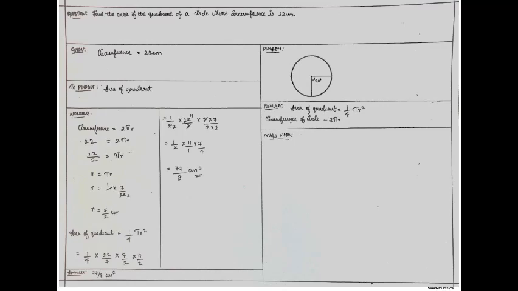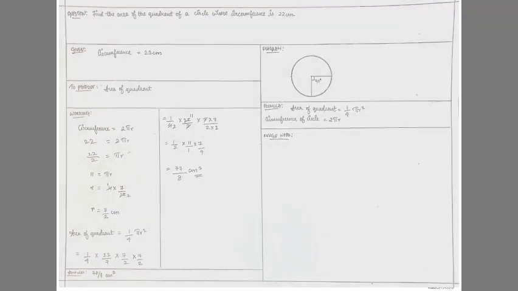Now we are going to find out the area of quadrant. The formula is 1 by 4 pi r square. So 1 by 4 into pi is 22 by 7 and radius is 7 by 2 into 7 by 2. After simplifying and doing all the calculations, we get the final answer as 77 by 8 centimeter square.